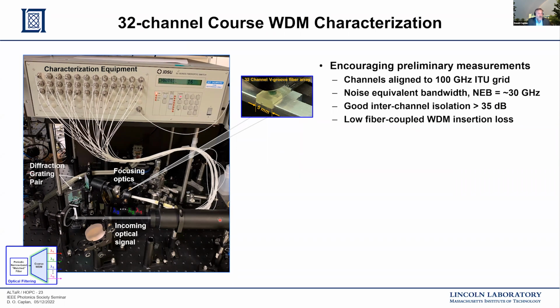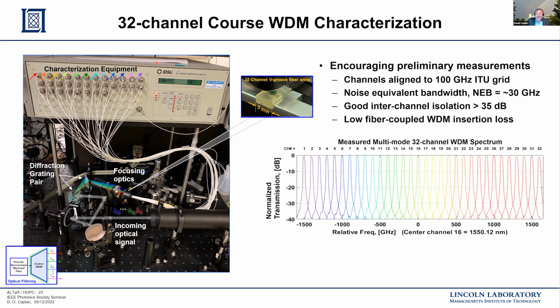The WDM optical signal is then directed using a couple fold mirrors onto the transmissive grating pair, which then disperses the optical signal spatially and then is focused onto the V-groove array, which then directs the signal through the fibers to our characterization setup. And the preliminary results are really encouraging.